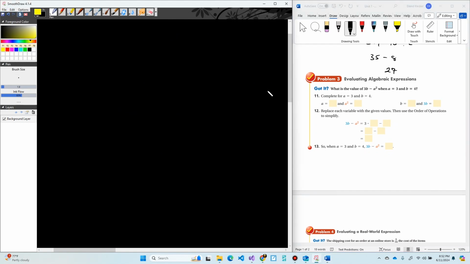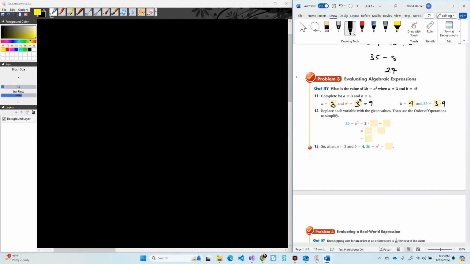So let's look at a few of these examples here. The value of 3b minus a squared. Now, what is this value if we are to assume that a is 3 and b is equal to 4? Well, we know that if a is 3, then a squared must be equal to 3 squared, and this must be equal to 9. If b is equal to 4, then we know that 3 times b must be equal to 3 times 4, and that's of course equal to 12, I mean.